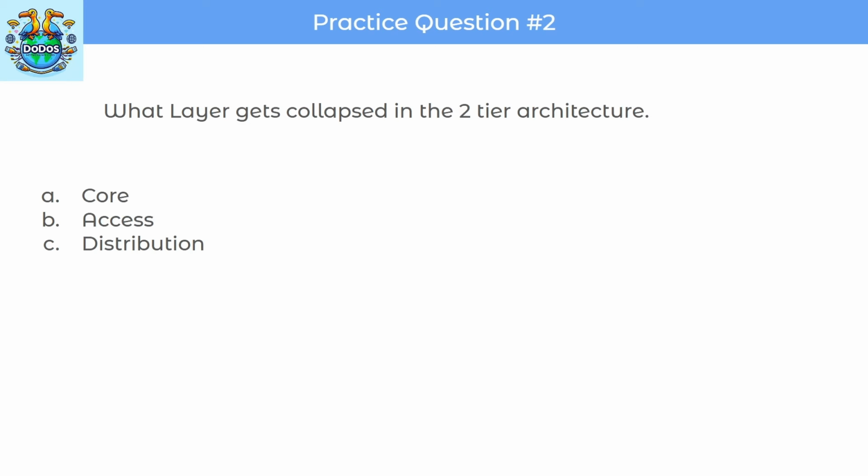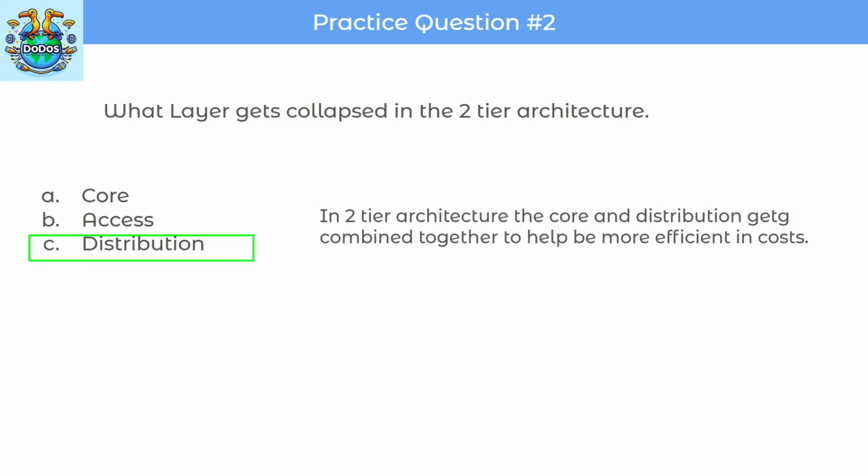Alright, practice question 2. What layer gets collapsed in the 2-tier architecture? Is it A, the core, B, the access, or C, the distribution? I want you to choose. Okay, the answer is C, distribution. Because remember, there's core and access in the 2-tier architecture, and the distribution gets collapsed into the core, so that's its efficiency.